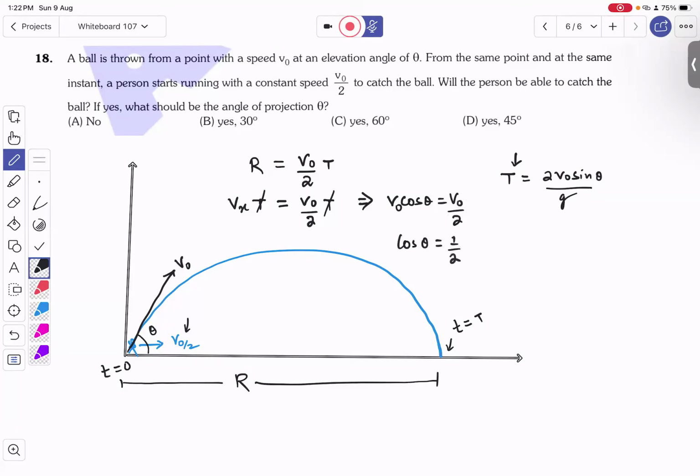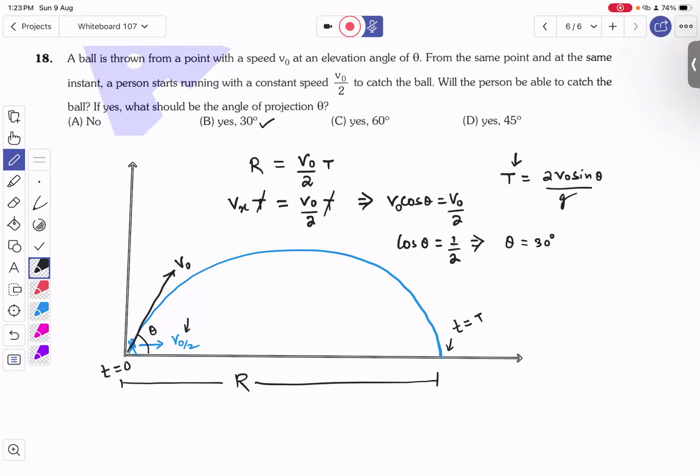So we get a possible value of theta for which it is possible for the range to be equal to the same distance the man covers in the same time. If I get, suppose, cos theta as 3 by 2, then it is not possible, no? So I should be getting some possible value of theta, only then can I say this thing is possible. So yes, it is possible for the man to catch the ball, but the angle of projection should be 30 degrees. So yes, 30. Clear, no?